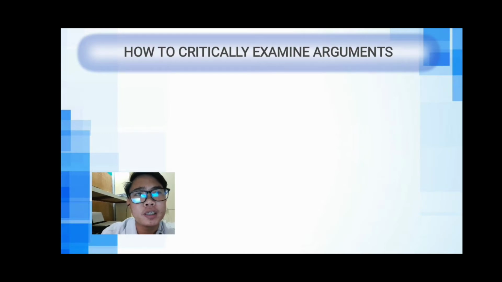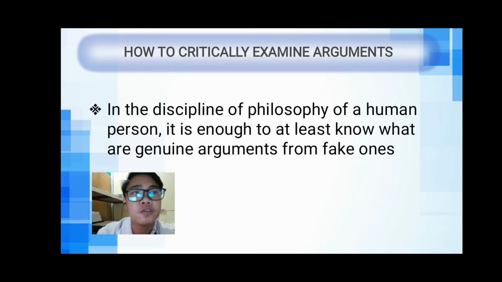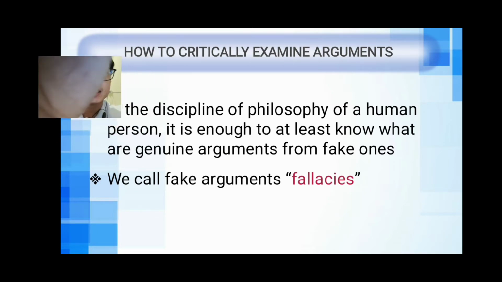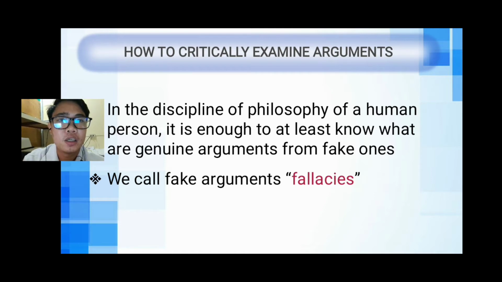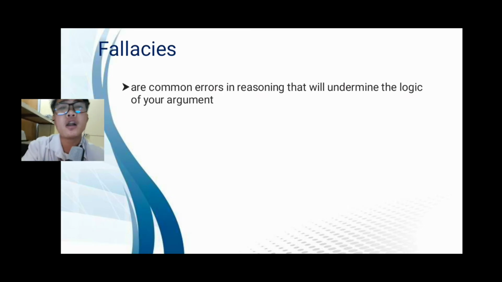So, how to critically examine arguments. In the discipline of the philosophy of the human person, it is enough to at least know what are genuine arguments from fake ones. We call fake arguments fallacies. So what do we mean by fallacies? When we say fallacies, these are common errors in reasoning that will undermine the logic of your argument.